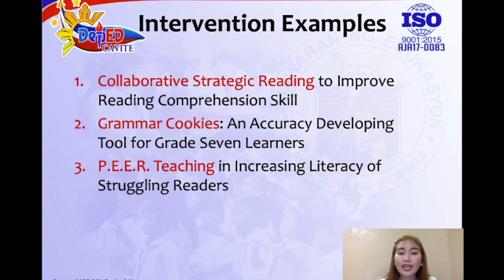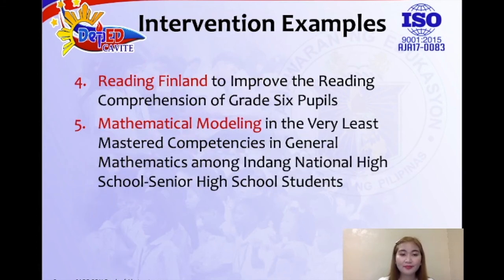Okay. Next, peer teaching in increasing the literacy of struggling readers. So peer teaching is not necessarily that they have big brother or big sister that assist our students at risk. So this peer teaching that the researchers are telling about is about the parent-assisted reading, something like that. So in this example, the problem is the literacy skills of struggling readers. The intervention is the peer teaching.